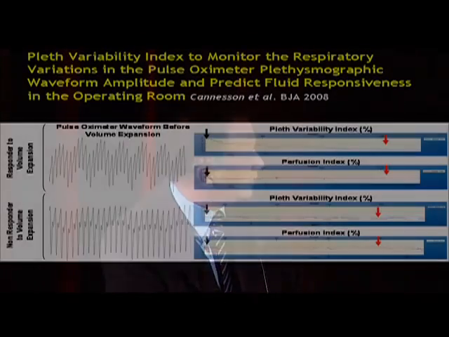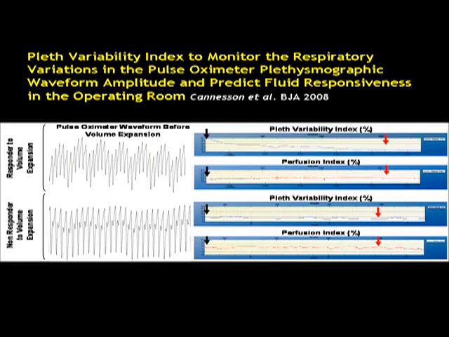So it means that when we give fluid to the patient, the respiratory variation decreases because the patient goes from the steep portion to the plateau of the Frank-Starling relationship. This patient was a non-responder. Before volume expansion, the patient had no respiratory variation, as you can see here visually. The PVI was 10, so the PVI calculated this respiratory variation and found that they were low.